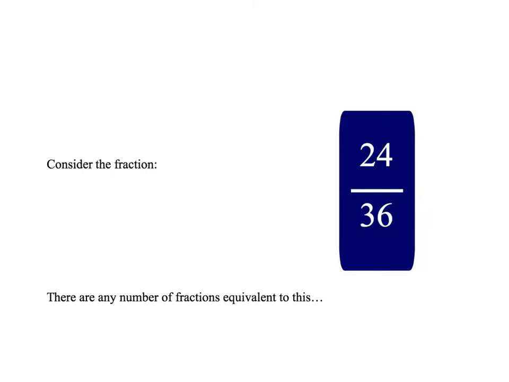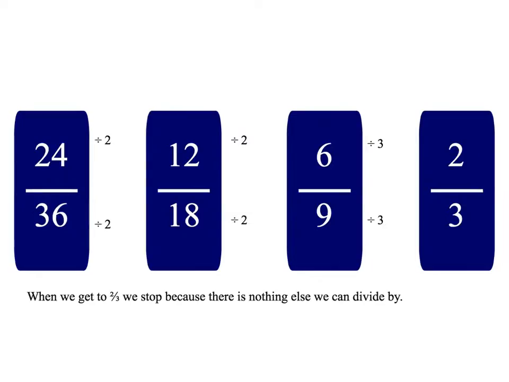So when we're looking at 24 over 36, there are heaps of fractions that are the same as this, but we need to find the fraction in its simplest form, so the lowest possible form it can go into. Alright, so we can divide it by 2, then 2, then 3 to get 2/3. So we can divide and divide till we get to the numbers when we can't divide anymore. Alright, but there is an easier way.